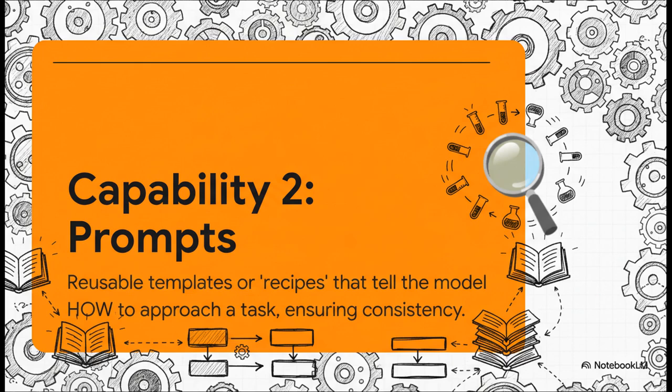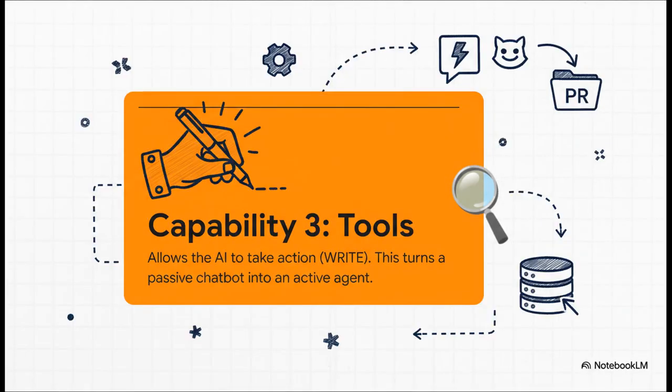It's all about consistency. And last but not least, we've got tools. This is the write capability. And okay, this is where things get really powerful, but also, potentially, a little dangerous. Tools are what allow the AI to actually take action for you. We're talking sending a Slack message, creating a GitHub pull request, updating a database. This is the switch that flips a passive chatbot into an active agent.